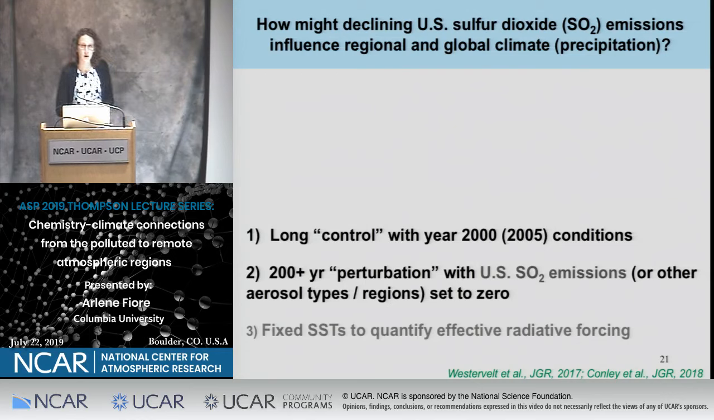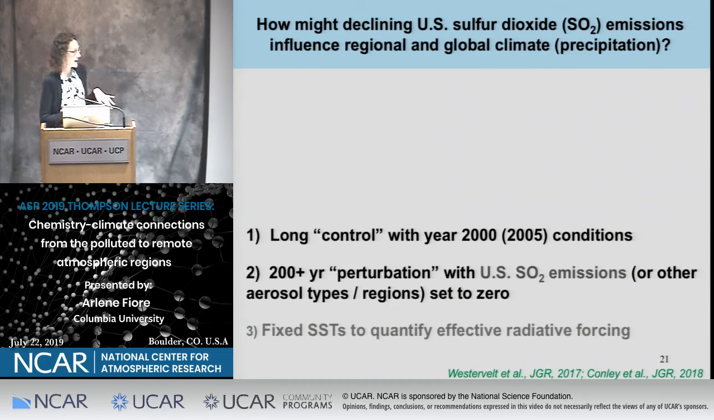Okay. So the question we're after here is how might these declining US SO2 emissions influence regional and global climate? And here we're going to focus in on one aspect of climate, which is precipitation. Our methods here are to use long control simulations with year 2000 conditions or 2005 in the NCAR model that we've run out for over 400 years. We then, relative to those runs, conduct over 200 years of perturbation simulation. What I'm going to focus on today is zeroing out US SO2 emissions. This is again part of a broader project where we're looking at other regions and other aerosol types.